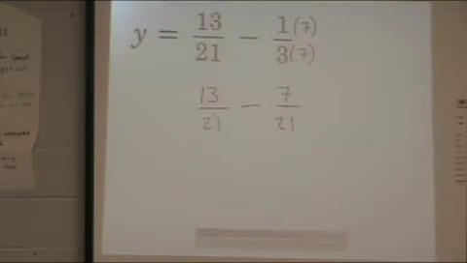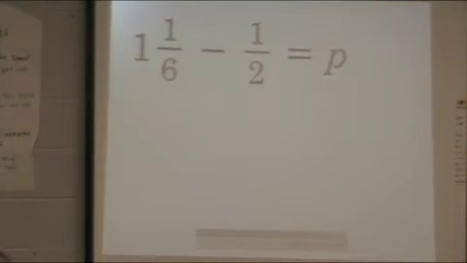Now you just do what we did a couple problems ago. What is 13 minus 7? 6 over what? 21, and then you reduce. 3 goes into 6 2 times, and 3 goes into 21 7 times. So your answer is 2 over 7. So when you subtract 13 over 21 minus 1/3, you get 2 sevenths. And the way we did that was to get a common denominator.